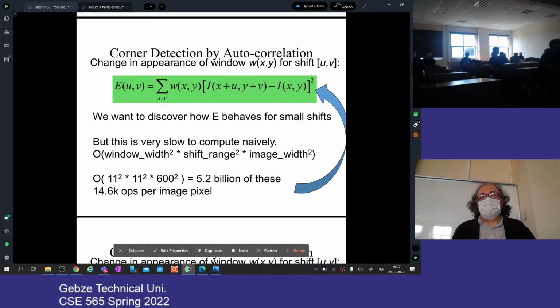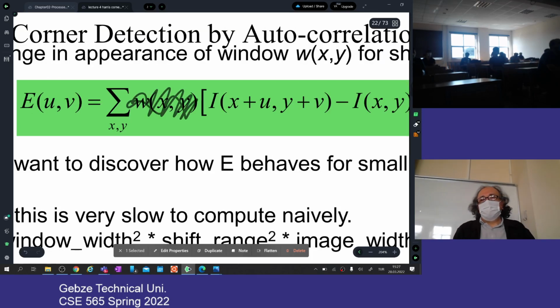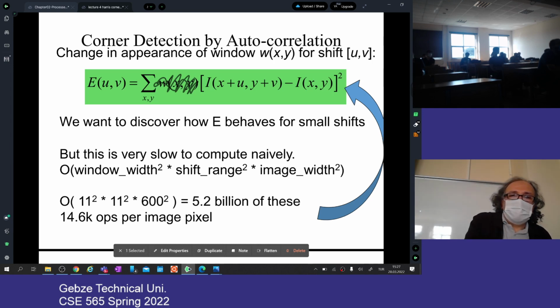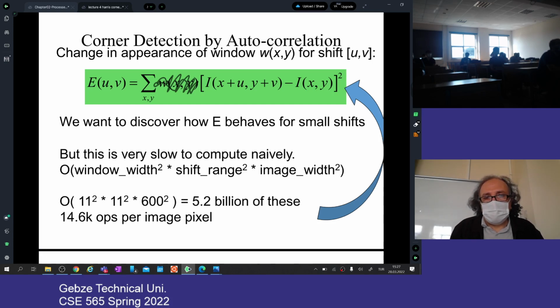this is too expensive. For every point in my image, I have my window width and my window height, and for each point of the image, I need to multiply all these numbers, and I need to take the square because these are rectangular places. So for a 600 by 600 image, I need to do 5.2 billion multiplications, and that's not going to be very easy. Even if you have a fast machine, that's not going to work.